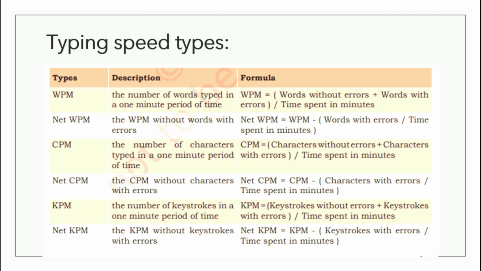Now CPM, characters per minute, how many characters you have typed. Now net CPM will not have the characters which have errors. Now keystrokes per minute, how many keystrokes, and net keystrokes per minute, the wrong keystrokes will be subtracted from the particular keystrokes which you have calculated. Understood? Go through this table once again.